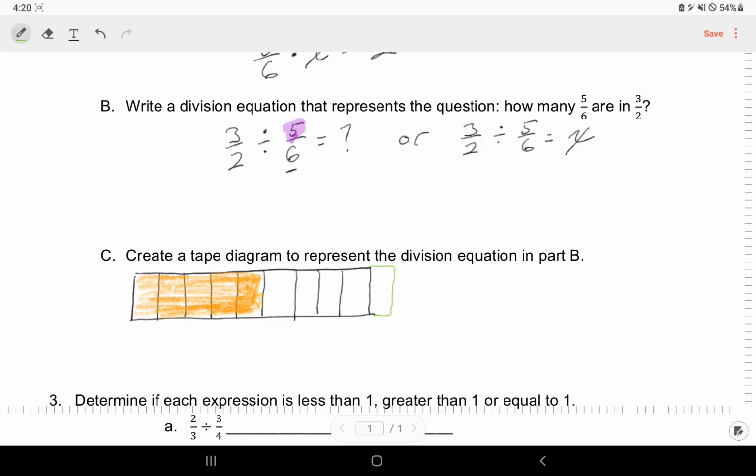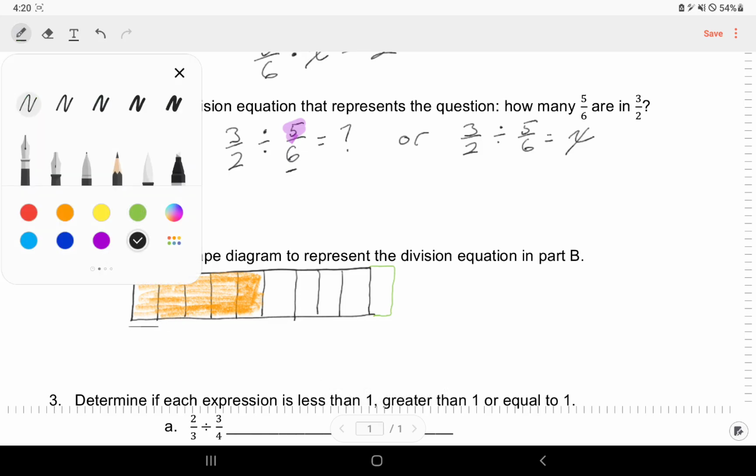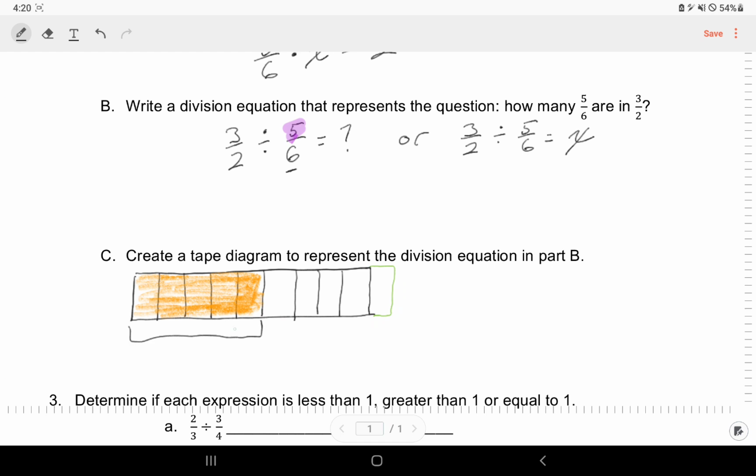And so I have one group here, but I only have 1, 2, 3, 4 out of the 5 I need, and so that's 1 and 4/5. But it does only say create a tape diagram to represent it. It doesn't actually say to answer it, and so there's my tape diagram.